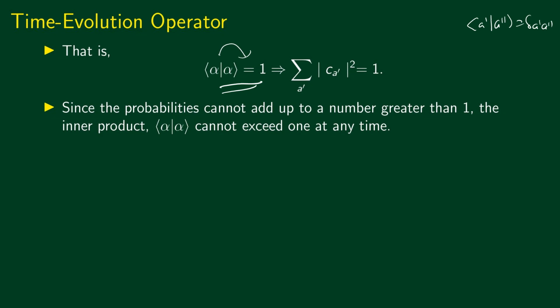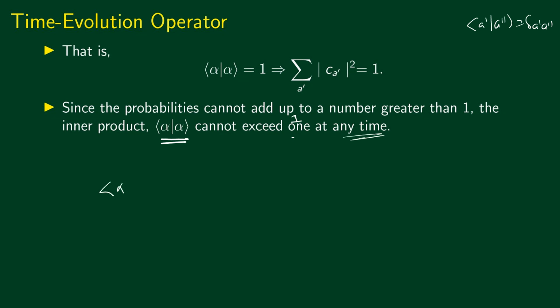So since these are the probabilities, at a later time, the probabilities cannot add up to a number that is greater than 1. For this reason, it's clear that the inner product, bracket alpha, alpha, cannot exceed 1. It cannot be greater than 1 at any time.